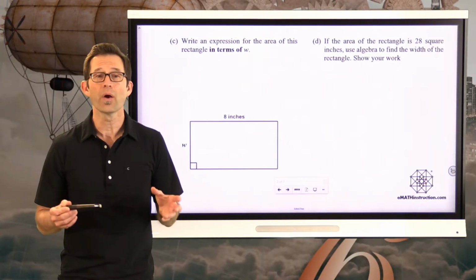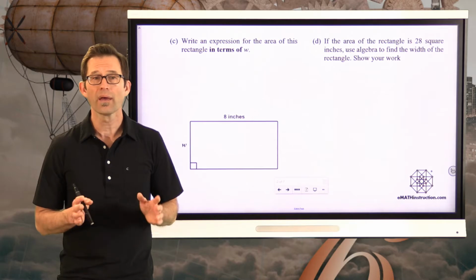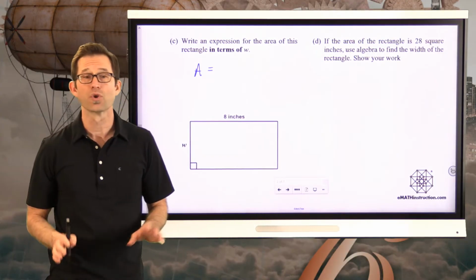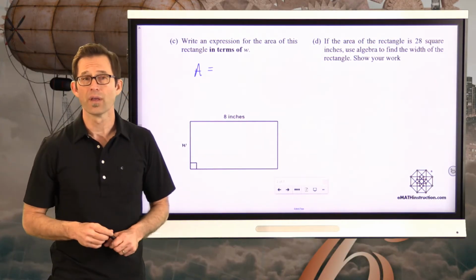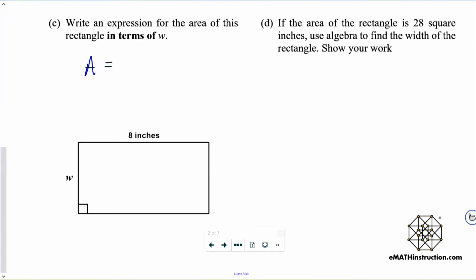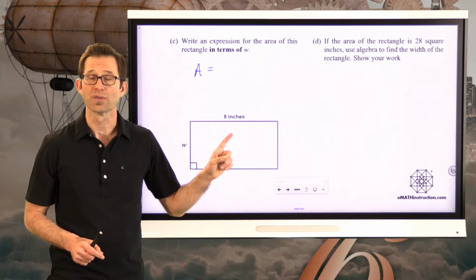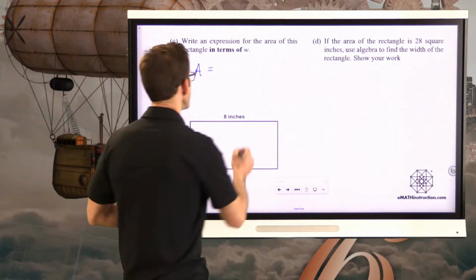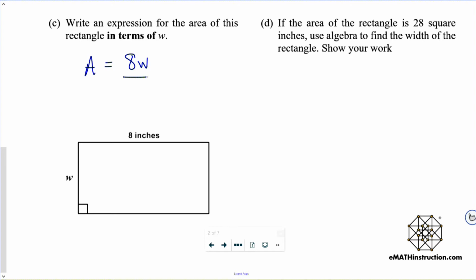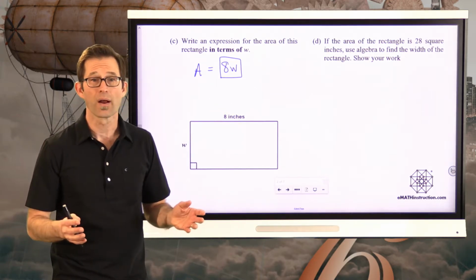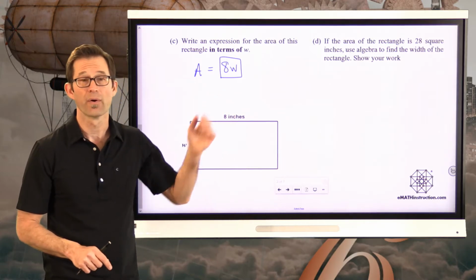Well, this is a very simple expression. But I'd like you to write something down for the area of this rectangle in terms of w, which means your formula is going to have a w in it. Pause the video and think about this for a second. Well, area is always length times width. We know the length, it's 8 inches. We don't know the width, we call it w. So the area is simply 8 times w, or 8w. Remember, whenever we put a number right beside a variable, that implies that we're multiplying the two together, and since area is simply this times this, there it is.